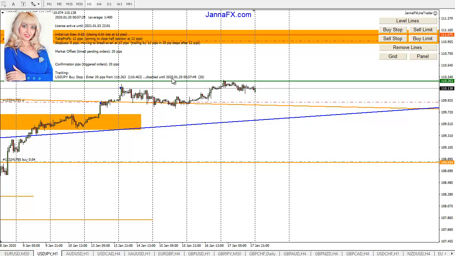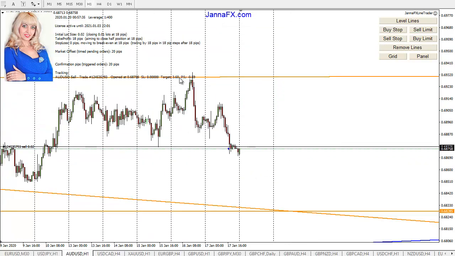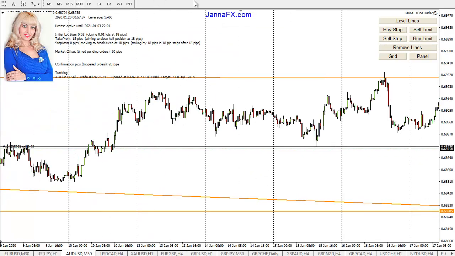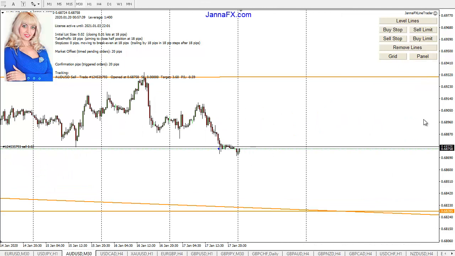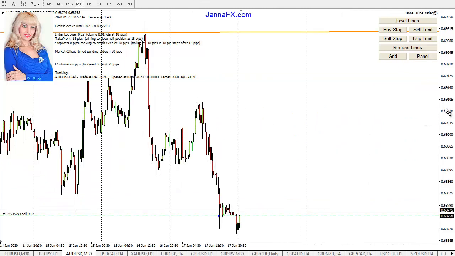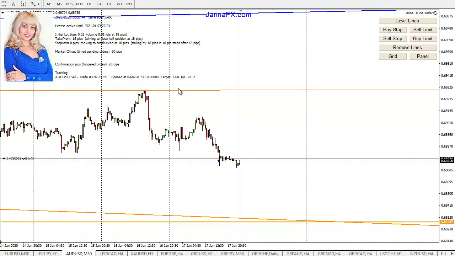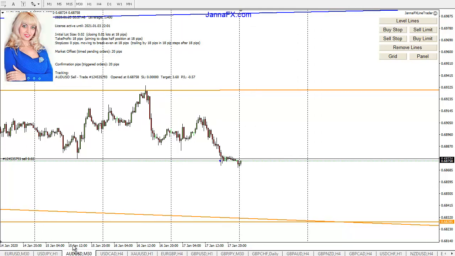Okay, so this is disabled at this moment. It will be on a bit later. Australian dollar, I have order on and I can't move stop loss at this moment in safe position, so I'm just leaving it as it is for now.